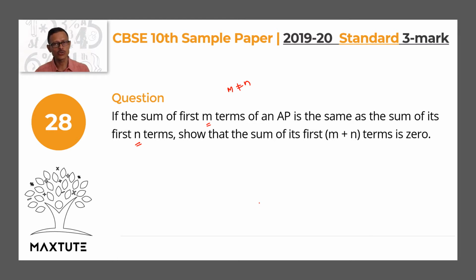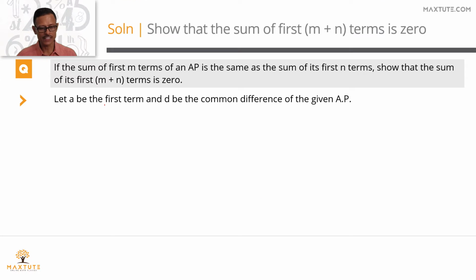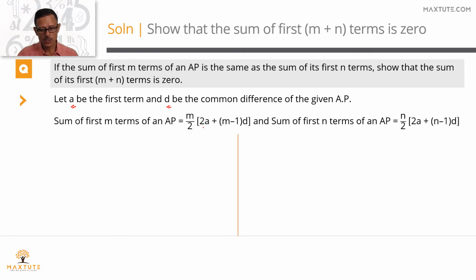Before that, let's assign the usual two variables. The first term of this AP, let it be a, and the common difference of this AP, let it be d. Sum of the first m terms is m by 2 into 2a plus m minus 1 into d. Sum of the first n terms is n by 2 into 2a plus n minus 1 into d. They're essentially saying these two are equal.